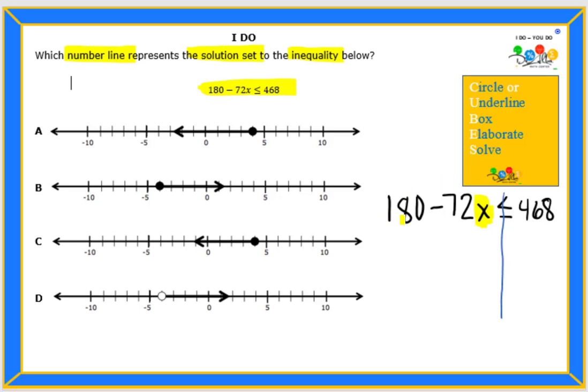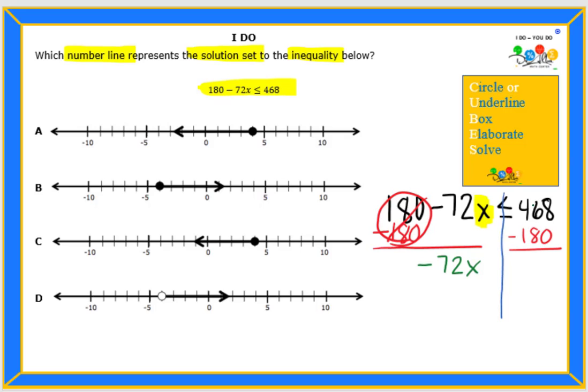I'm going to be undoing the 180. Now, if I look at this 180, it's a positive 180 because in front of it there is not a negative sign. This negative is for the 72. So that means that this is a plus 180, and the inverse of plus 180 is minus 180. Remember, whatever I do to one side, I'm going to have to do to the other. So 180 minus 180 is 0. And that is how I have undone that. And now I am left with negative 72x. That's all that's left on the left-hand side.